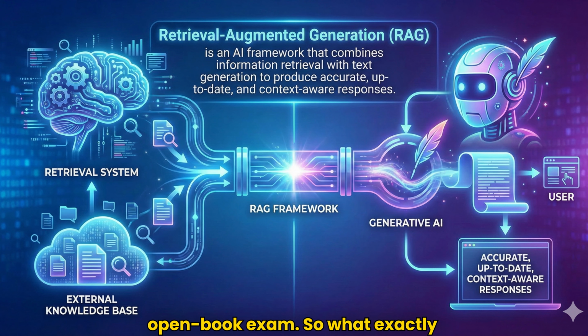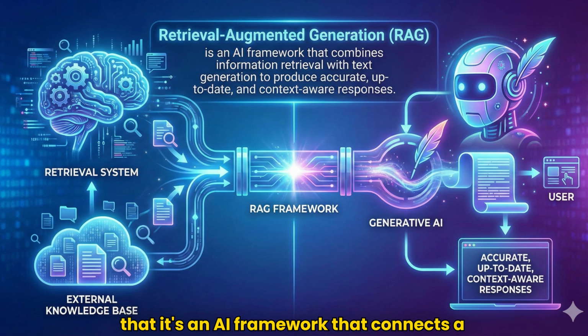So what exactly is RAG? Well, the formal definition is that it's an AI framework that connects a language model to outside, up-to-date information before it even starts to generate a response. But put simply, it lets the AI look up the answer first. It finds the relevant facts from a trusted source, and then it writes its reply based on that evidence.